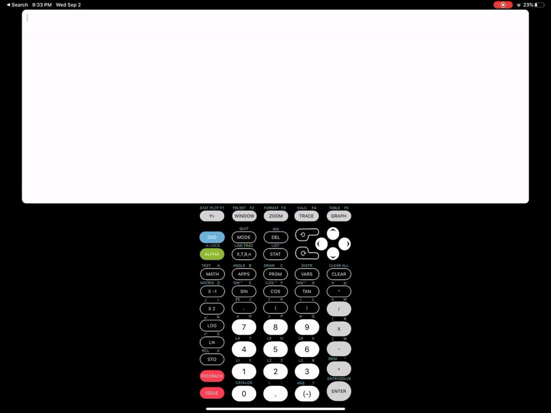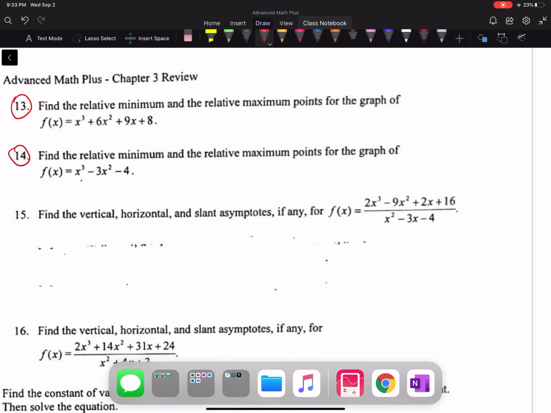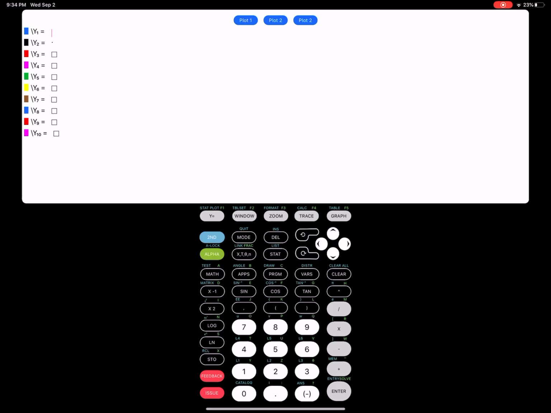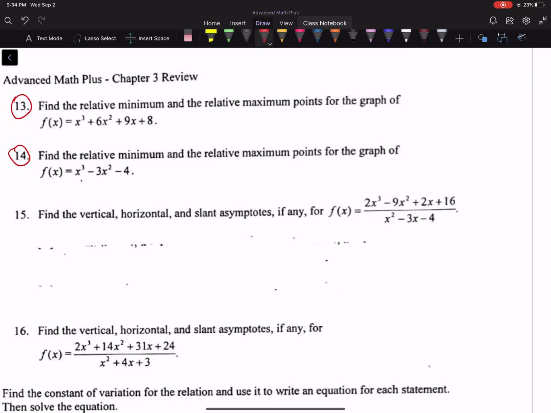So if I go to y equals and I type in, I forgot what it was. Let's see here, x to the 3rd plus 6x squared plus 9x plus 8. I want to make sure that's right. One more time. All right, that's correct.